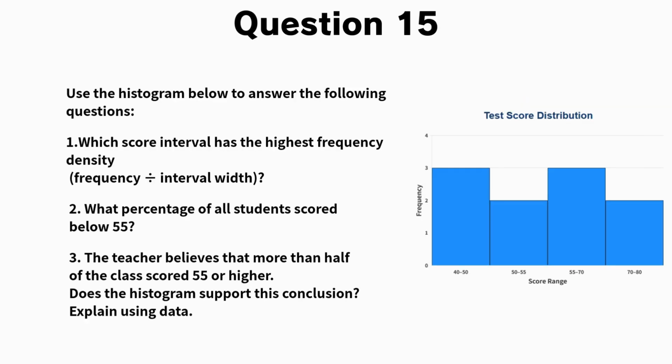Question 15. Use the histogram below to answer the following questions. Which score interval has the highest frequency density? What percentage of all students scored below 55? The teacher believes that more than half of the class scored 55 or higher. Does the histogram support this conclusion? Explain using data.